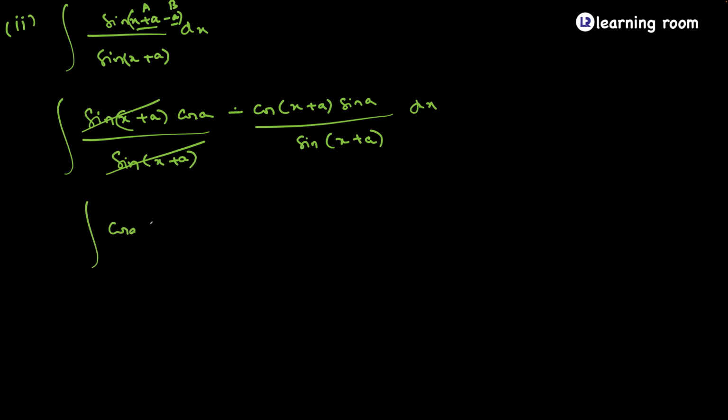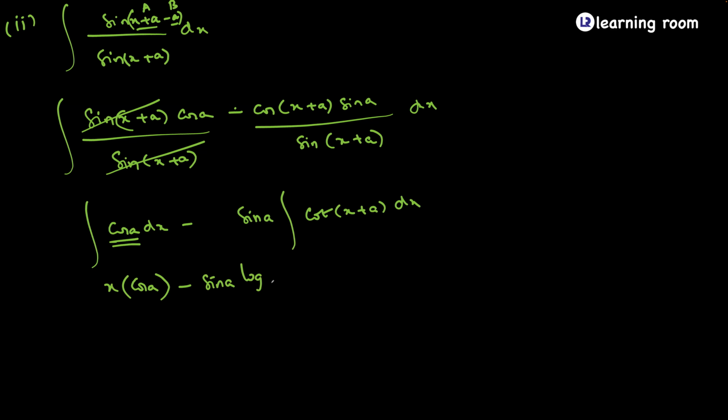Integral of cos A dx minus, here you have, actually sin A is a constant. It does not have any x inside it. So sin A, you can take it out, integral of cot of x plus A times dx. So cos A is also a constant. Cos A will come out of the integral. Cos A into integral of dx is x, minus sin A into integral of cot is log of sin x plus c. That's the answer.